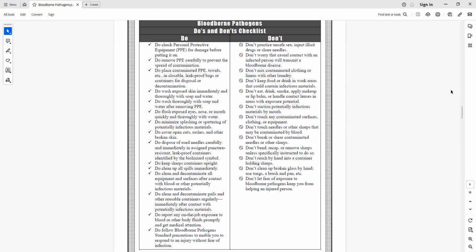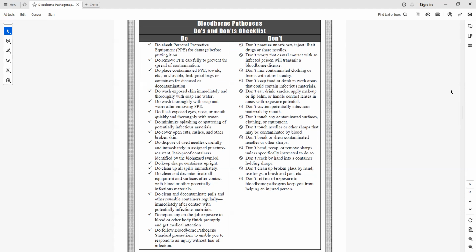Do report any on-the-job exposure to blood or other body fluids promptly and get medical attention. Do follow Bloodborne Pathogens standard precautions to enable you to respond to an injury without fear of infection. Don't practice unsafe sex, inject illicit drugs, or share needles. Don't worry that casual contact with an infected person will transmit a bloodborne disease.